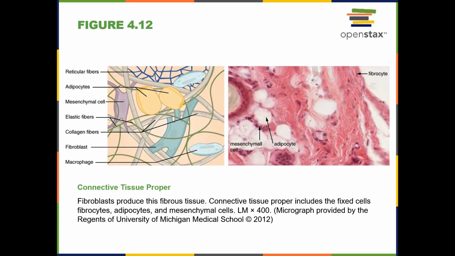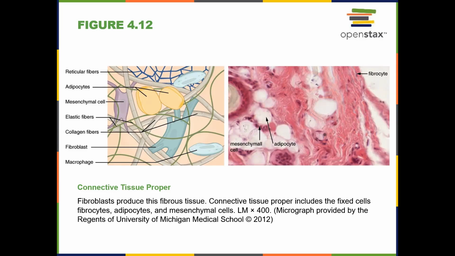There are also smaller branching fibers called reticular fibers, which have a distinct appearance, although they're also made from the protein collagen. And there are elastic fibers that provide the ability to stretch and recoil, which are made from the protein elastin. The fibroblasts produce these fibers, and fibrocytes are the mature cells that maintain the fibers of the extracellular matrix in connective tissue proper.